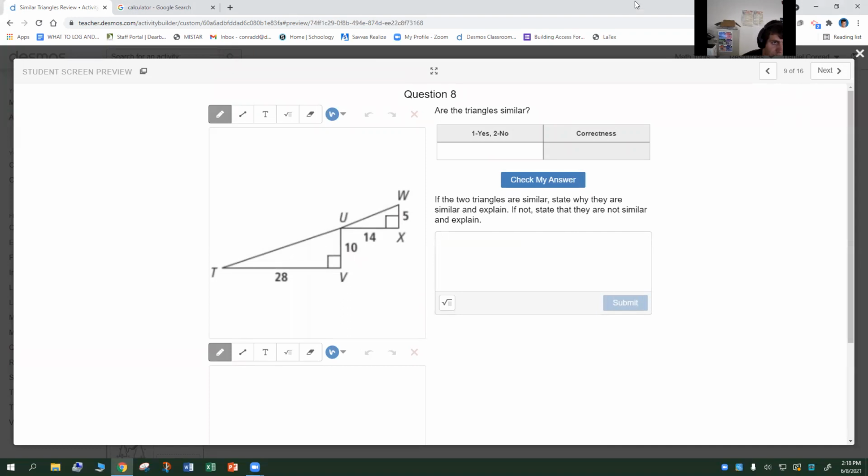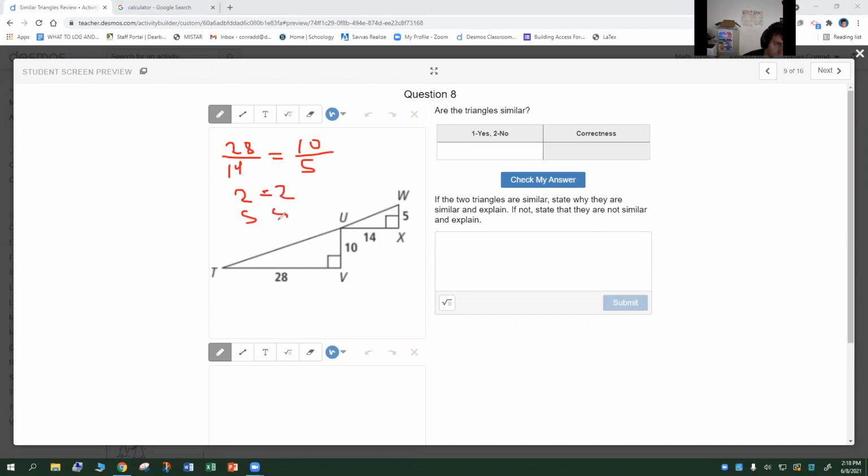All right, the next one here, we can check again. The largest side would match up with the largest side, so 28 over 14, and then 10 over 5. So 28 matches with 14, 10 matches with 5. That's going to be 2 equals 2. So those ratios are equal.